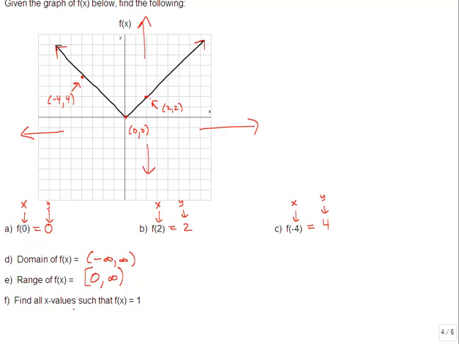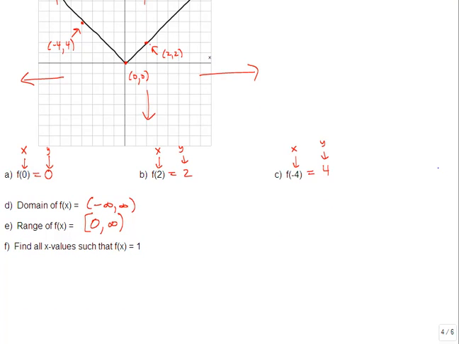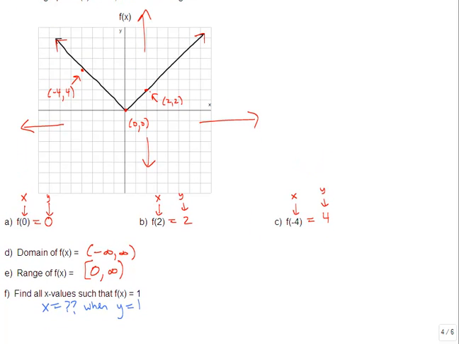Now the last question here is to find all the x values such that the f of x is equal to 1. So here again, notation, we need to be a little bit careful. Remember, f of x is the same thing as y. You can swap it out with a y. So this is basically asking, what is x when y is 1? So it's kind of the opposite of the ones we did earlier when we were given x and we were looking for y. Now we know y and we want to figure out x.